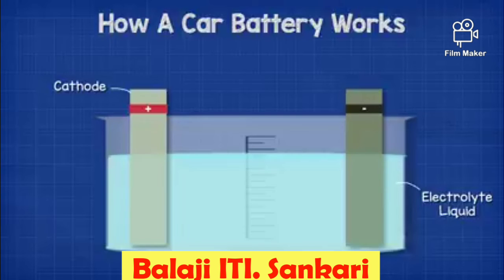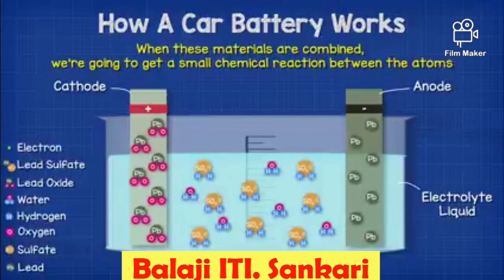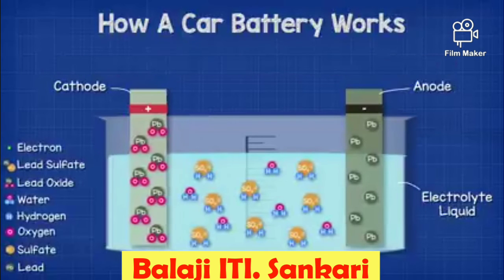This is made from lead oxide. We then have the negative terminal, which is the anode. This is made from pure lead. When these materials are combined, we're going to get a small chemical reaction between the atoms. I'll show the atoms of these materials with these colored spheres.